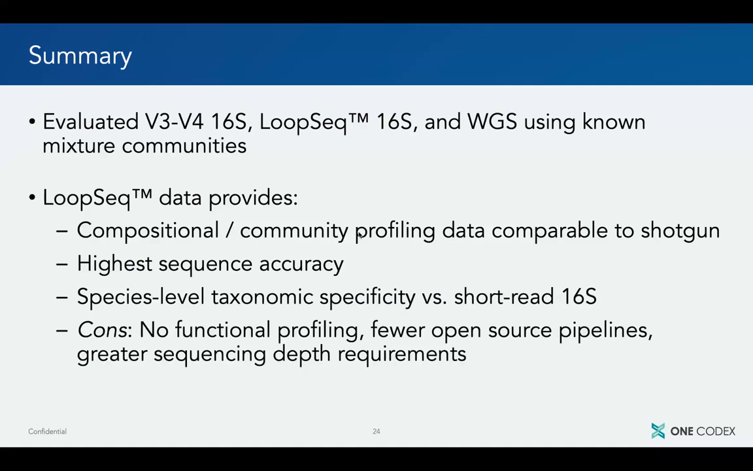The downsides here, obviously, you don't get functional profiling like you might out of shotgun sequencing data. The tooling is a little bit less mature because this is effectively a novel data type, and you have a little bit greater sequencing depth requirements. Though you can do LoopSeq sequencing on the cheaper per base instruments from Illumina. So these workflows are compatible with putting it on a NextSeq or a HiSeq rather than doing it on a MiSeq or a MiniSeq where your per base cost is a little bit higher.